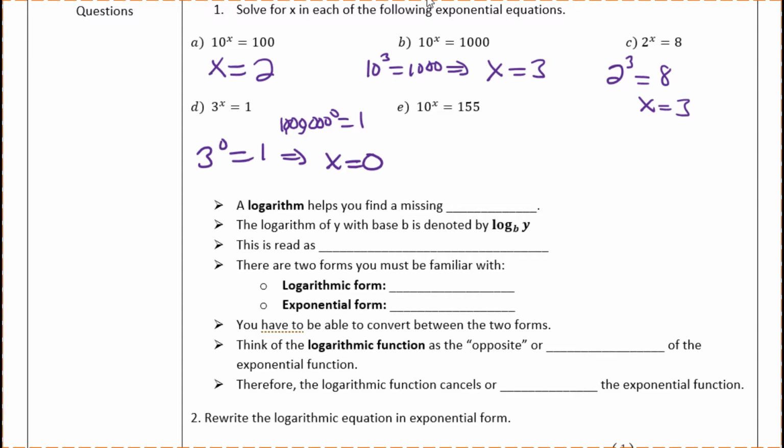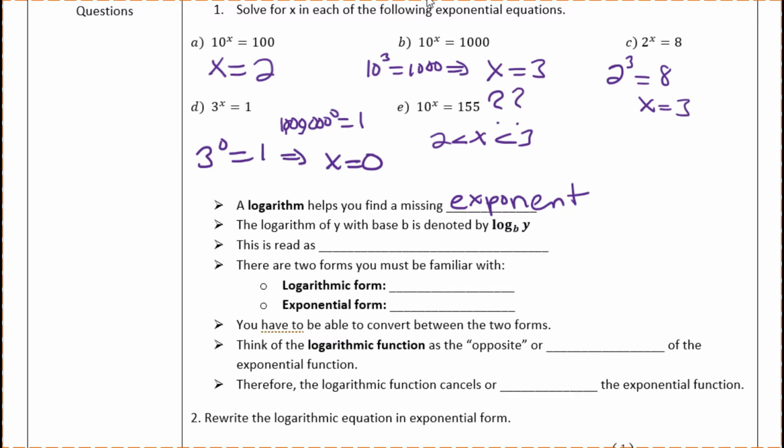But now let's look at part E. It's saying 10 to the x is 155. So at this point, you may be having a bunch of question marks. What number can this be? It can't be 2, because that would be 100, and it can't be 3, because that would be 1,000. So we know that this exponent is between 2 and 3, and it's actually going to be a decimal of some sort. How do we find that decimal? Well, this is where logs come into play. Logs help you retrieve exponents from an exponential equation. So a logarithm helps you find a missing exponent or power.